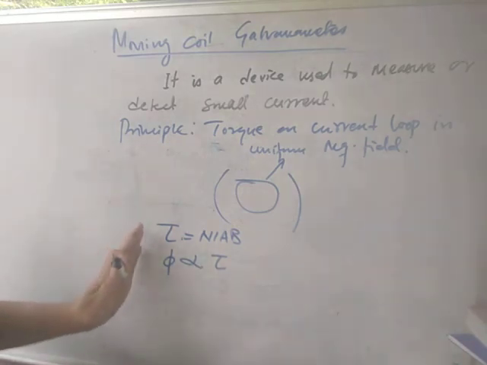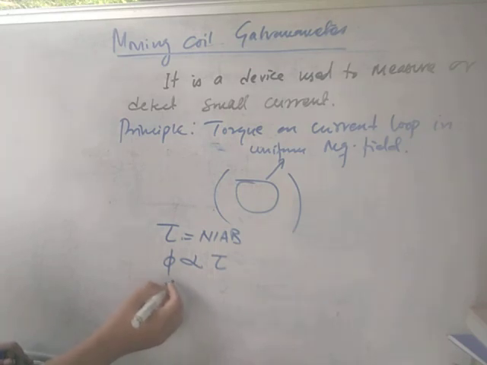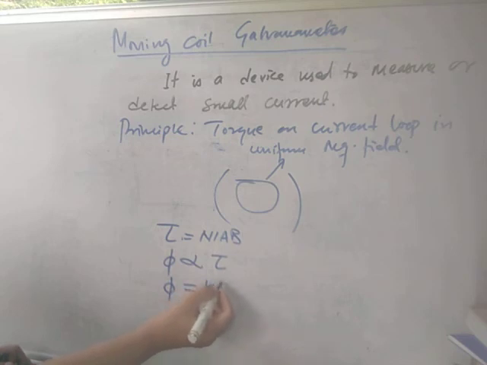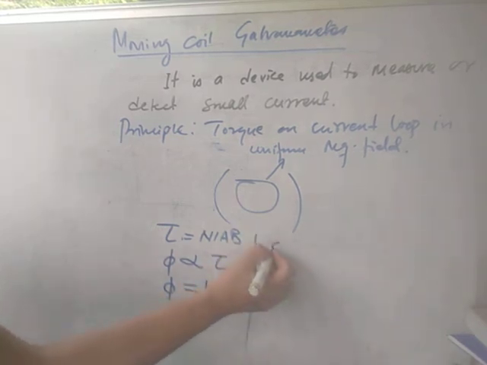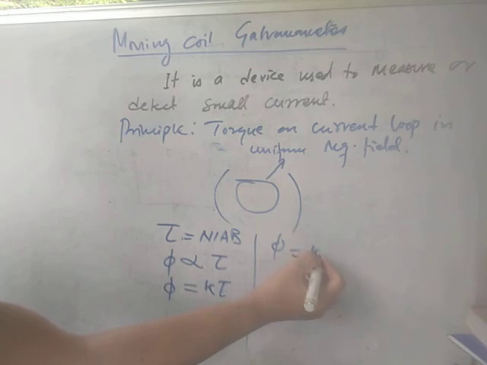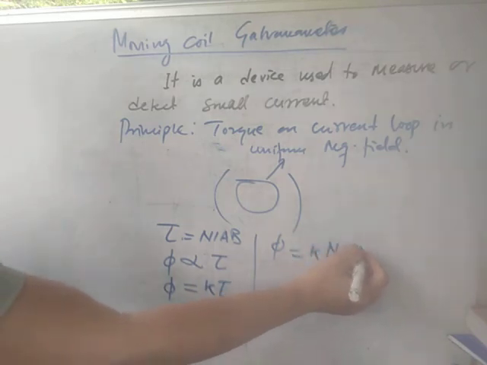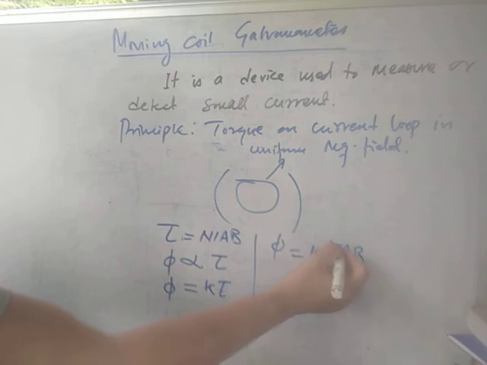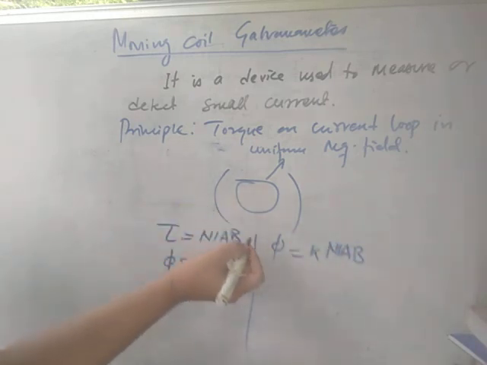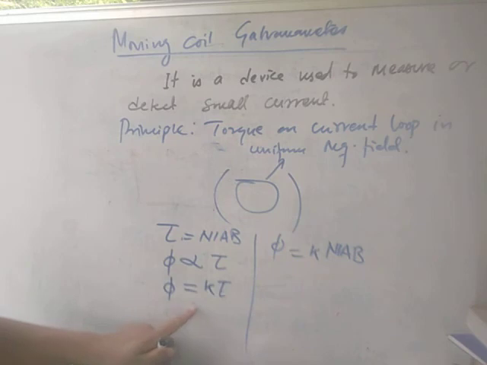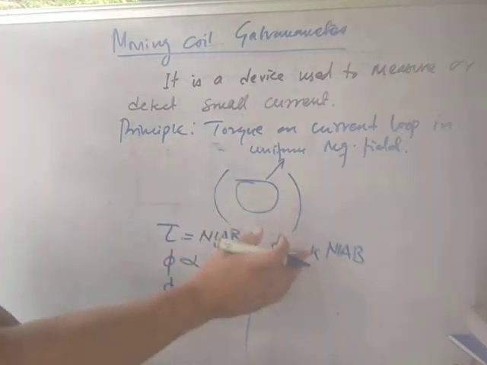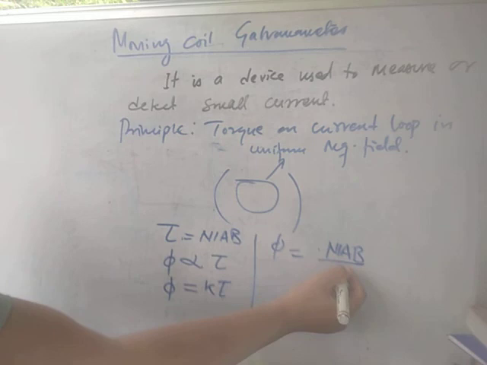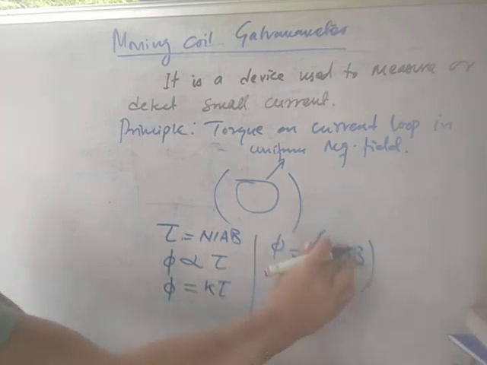This is how it works. So phi is your deflection or measurement of current. It equals some constant into torque, so phi equals some constant into N B A I. This is your constant K, into I.